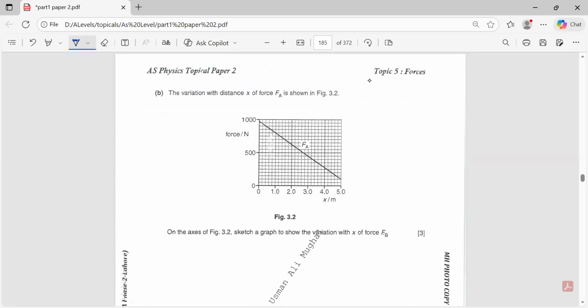Next question is pretty interesting. Part B says the variation with distance x of force FA is shown. So what is this showing us? As the distance is increasing, we can witness that the force is decreasing, and this graph is for the FA force.